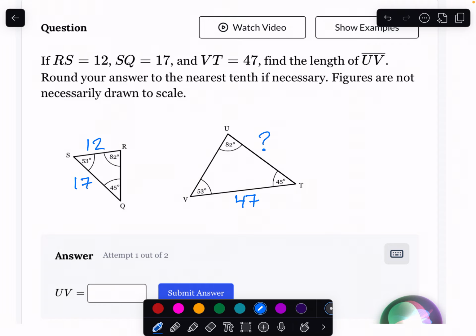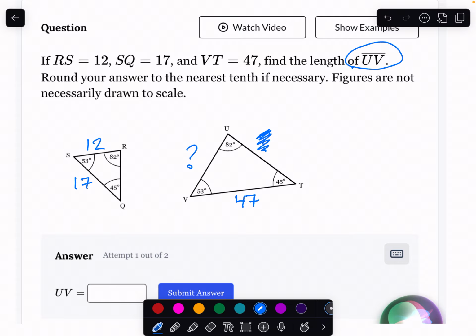So let me just make sure I have everything. Yep, so this is the one. Wait a minute, did I label this? RS is in between right there. Oh wait, UV. Whew. Wow, okay, I wanted this one. I'm like, that doesn't work because we don't have corresponding parts. But we did because I didn't read it right.